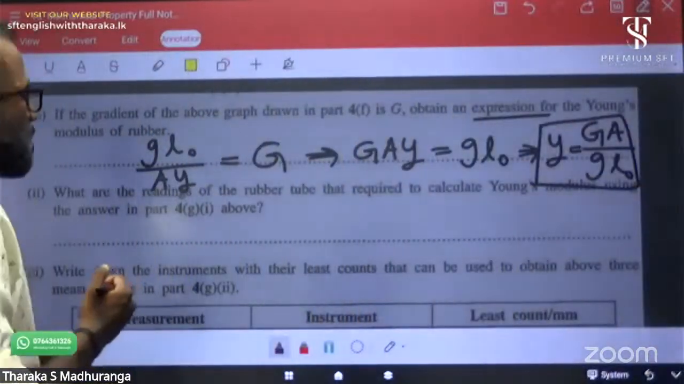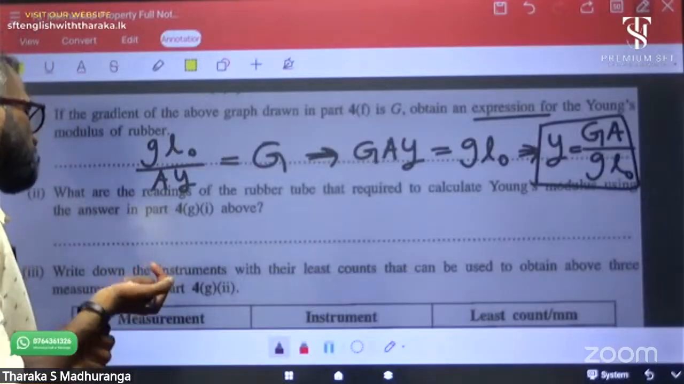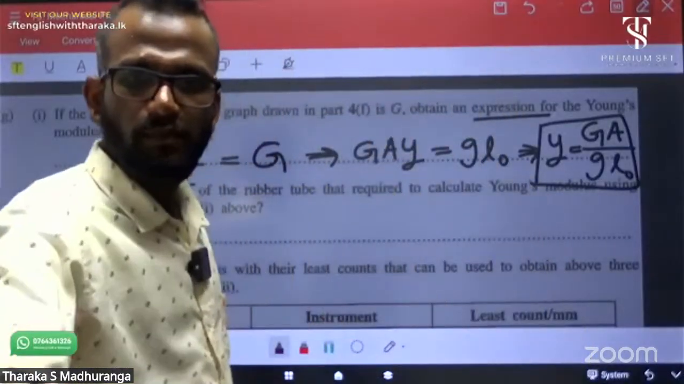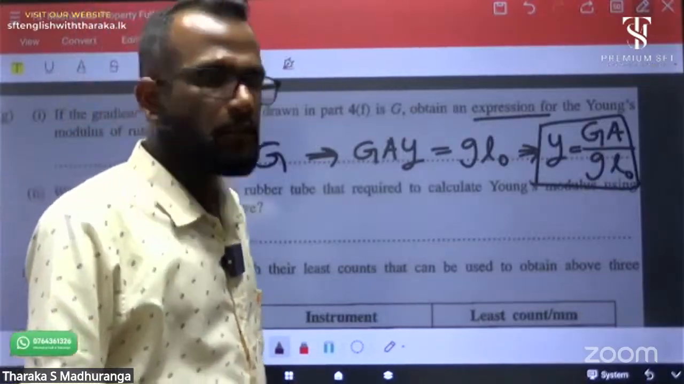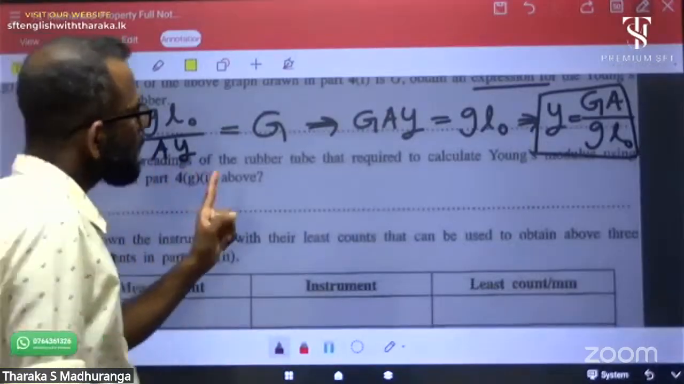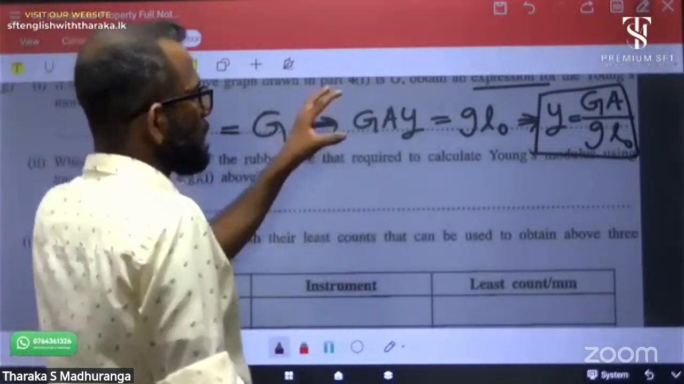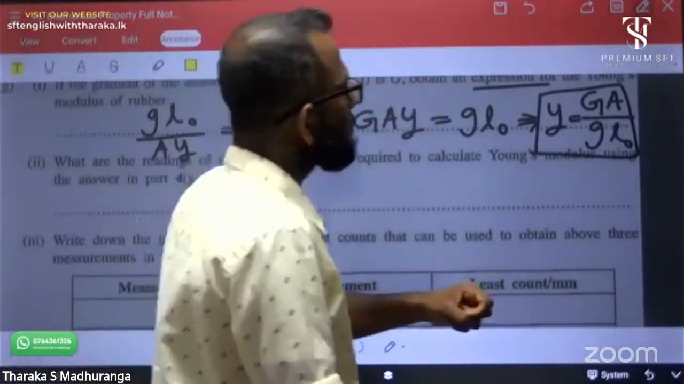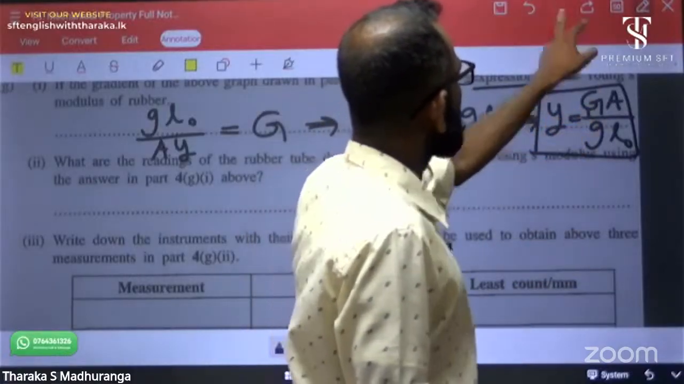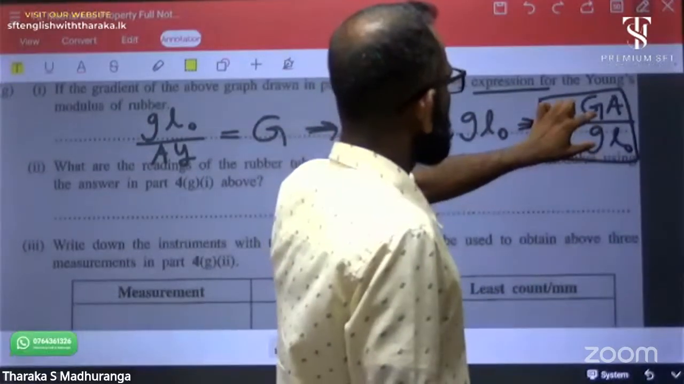Okay, what are the readings of the rubber tube that are required to calculate Young's modulus using the answer in the previous part above? What are the requirements? G is the gradient.